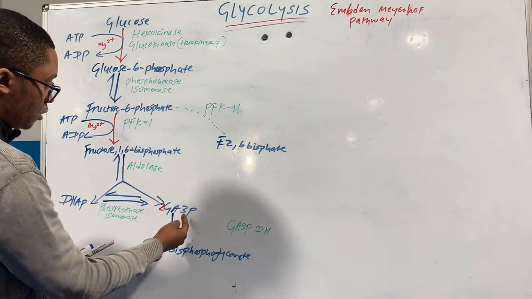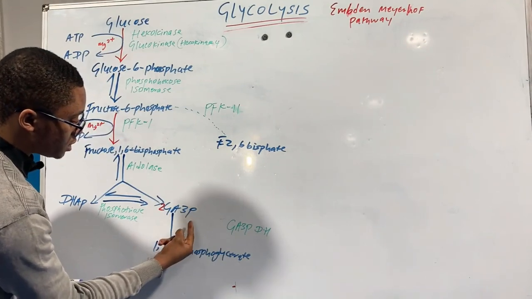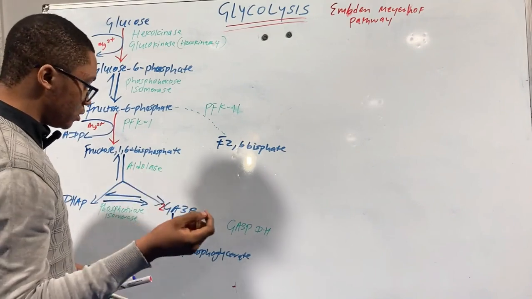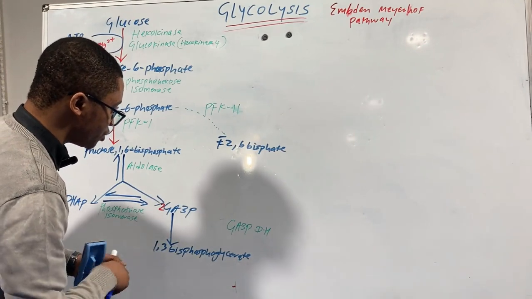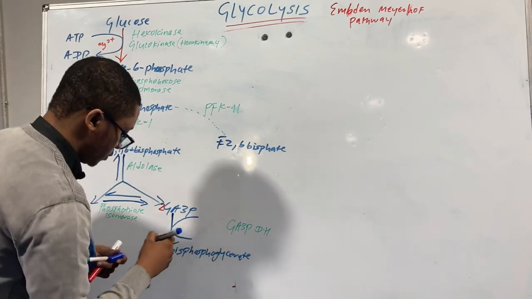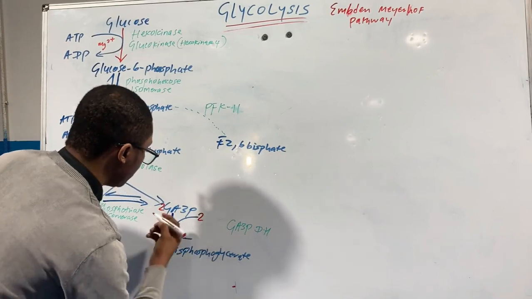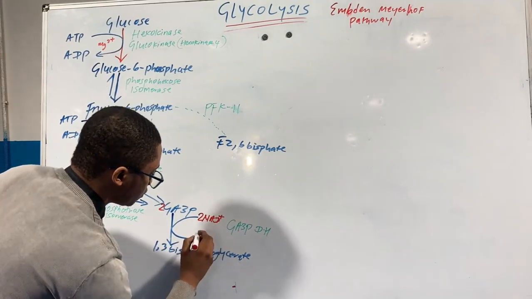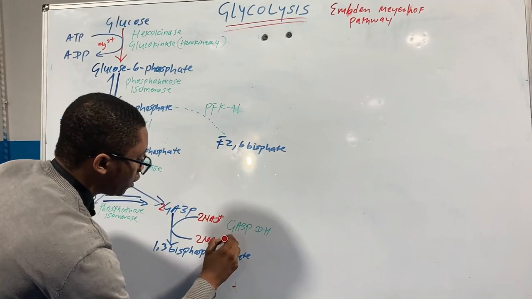First of all, it reduces NAD, because since it's a dehydrogenase enzyme, it requires the coenzyme nicotinamide adenine dinucleotide. Okay, so here, NAD is reduced to NADH. Okay, let me write that in the red pen. NAD, remember, it is 2 NAD since we're having 2 molecules of glyceraldehyde 3-phosphate. 2 NAD positive is reduced into 2 NADH.